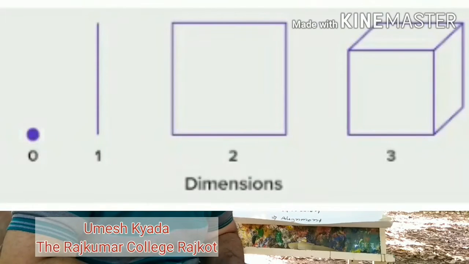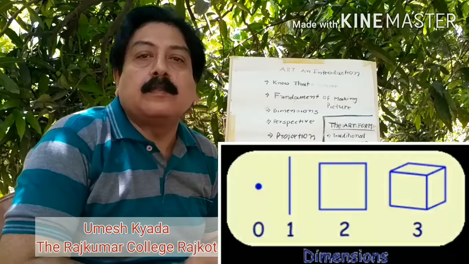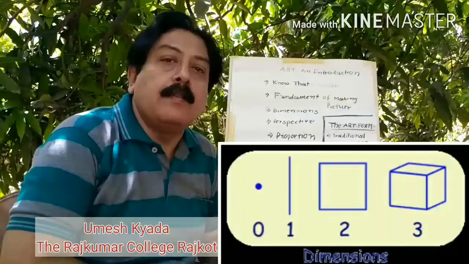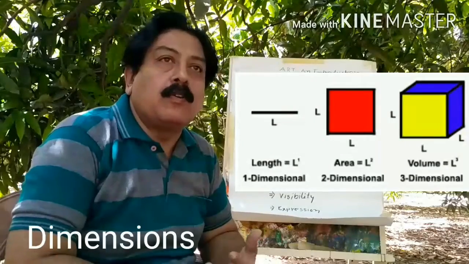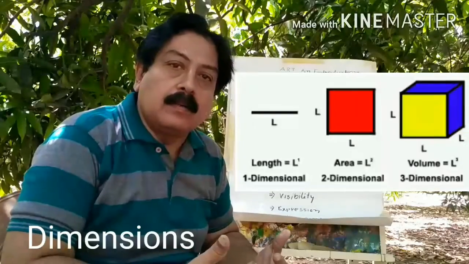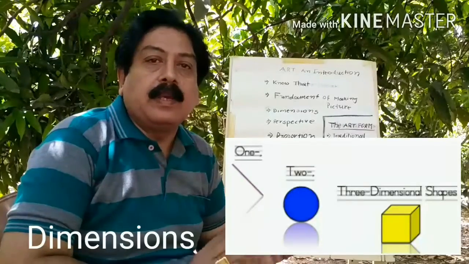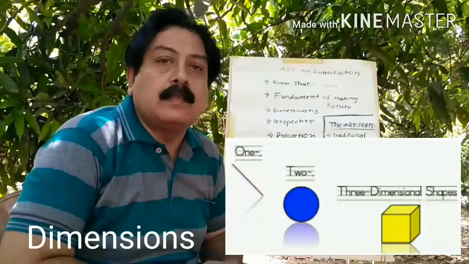Dimension: when we are putting a dot, it doesn't have dimension. And if we continue making dots, it becomes a line. So a line also doesn't have dimension. For a drawing, we are using different colors of line, different colors of dots, it doesn't have dimension. But when we give light and shade, it becomes dimension.